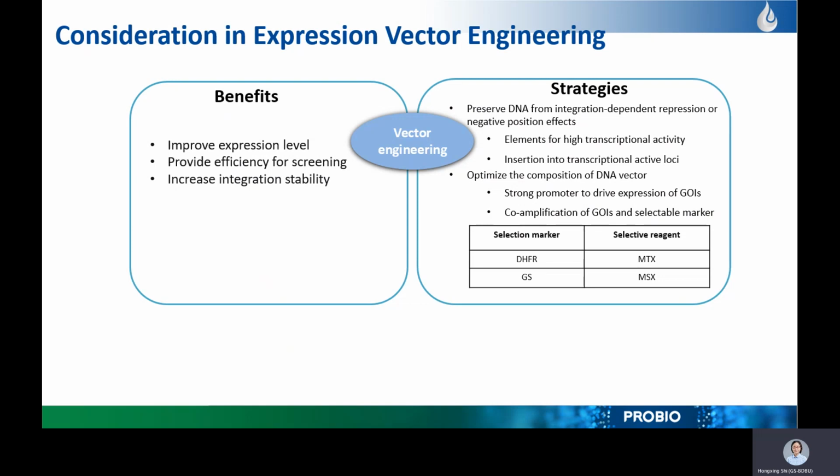The integration site and the transcription efficiency of the target gene in the host cell will affect the performance of the clone. How to reduce the influence of random sites on the expression? Strategies that can be used, such as adding elements that can increase transcription activity, or you can choose to target the gene to integrate into the active site of transcription. You can also use a strong promoter to drive the target genes and use the principle of co-amplification to express the target gene, such as the DHFR and GS we just mentioned.